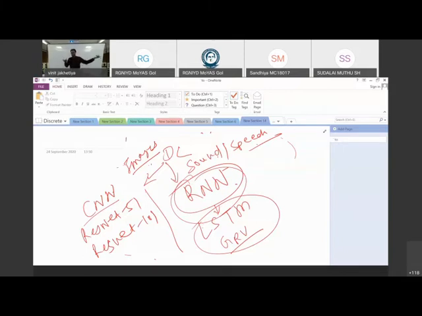And vice versa, if you are playing with images, don't apply RNN, because in images we do not have any dependency upon the previous image, unless you are using video. So sound, RNN; images, CNN.